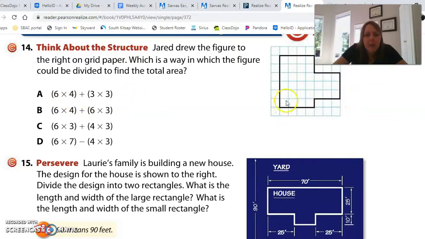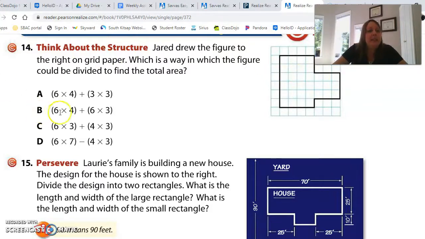So in my mind, 1, 2, 3, 4, 5, 6. Okay, so that's 6 times 4. That's the area of this side right over here. Then 3 times 3 is the area of this one. Could he use it? Yeah, he really could. That could be the answer. But before I choose it, I'm going to make sure the others don't make sense.